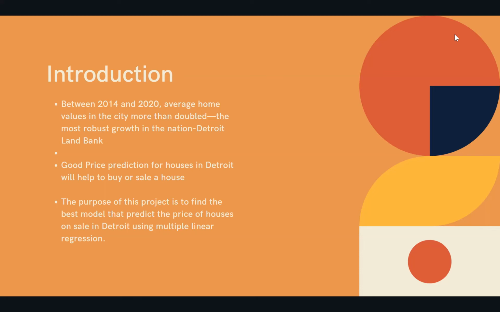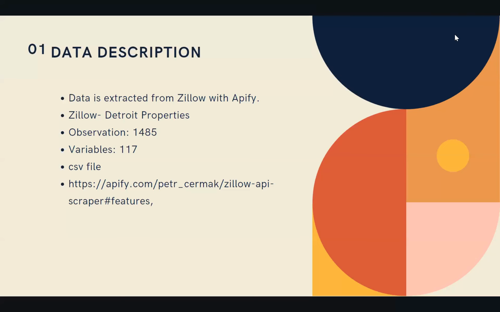It is really necessary to predict house prices in Detroit for homeowners and also for people who are trying to buy or sell houses. The purpose of my project is to find the best model to predict the price of houses on sale in Detroit, and I'll use multiple linear regression for that. I extracted the data using an API from a website, and originally I had 1,485 observations and 117 variables, all in a CSV file.